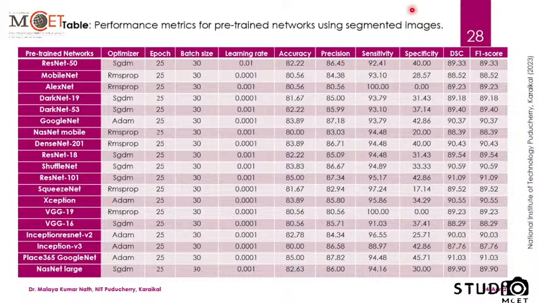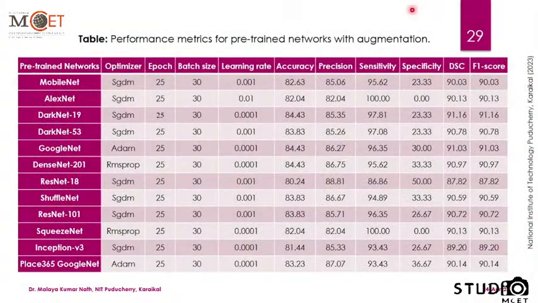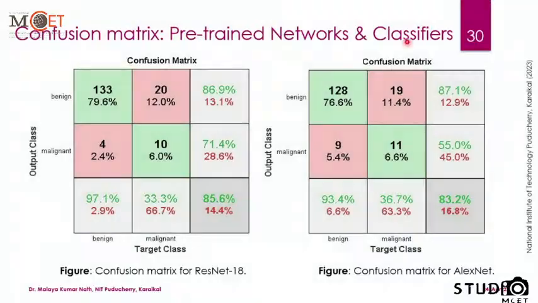So that means we are segmenting the images and passing them into the classifiers. This is the performance metric for the network with augmentation. This is the confusion matrix of a pre-trained network and classifiers. That means the pre-trained network has been used for extracting the features, and these features have been given to the classifier to perform the classification.